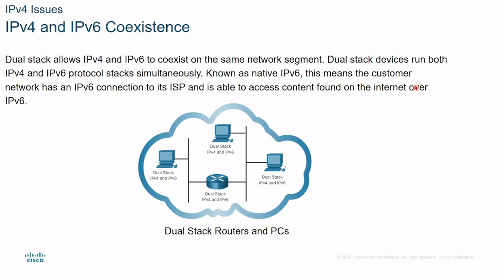Now, there's something called dual stack. Dual stack allows IPv4 and IPv6 to coexist on the same network segment. Dual stack devices run both IPv4 and IPv6 protocol stacks simultaneously. Known as native IPv6, this means that the customer network has an IPv6 connection to the internet service provider and is able to access content found on the internet over IPv6. Remember when you run ipconfig on your host machine, you see both an IPv4 address and an IPv6 address. That's an example of a dual stack PC.